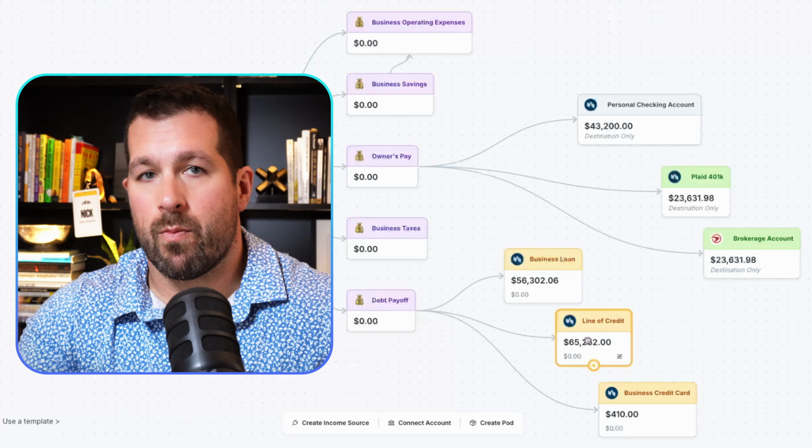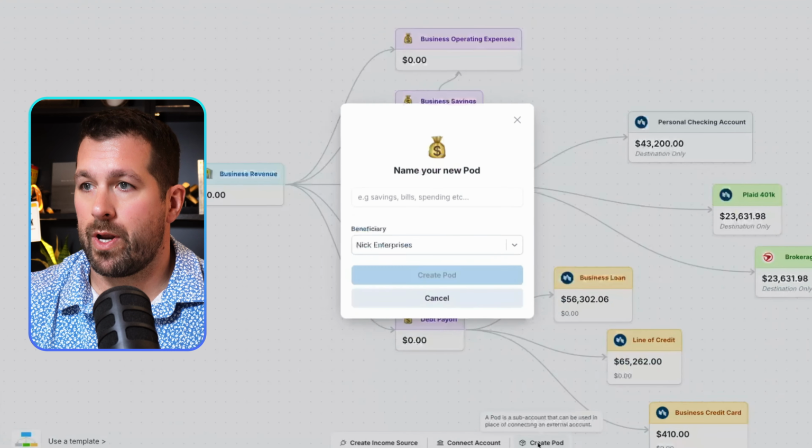Now remember, we also wanted to add another rule, which was about the $2,000 to our bonus reserve account. We want to pay that out every single quarter. That's the business owner's goal. So I'm going to show you how we do that. So in this case, we're going to create a pod.